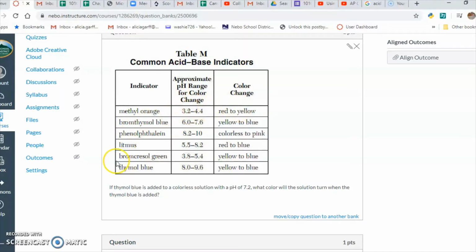So it might be kind of orange in that range, but it's going to change from red to yellow in that range. Again, let's look down here at thymol blue. Thymol blue is going to be yellow below a pH of 8 and blue above a pH of 9.6. So you just need to be able to read those charts and understand them and answer questions on them. So that's one part of the assignment.